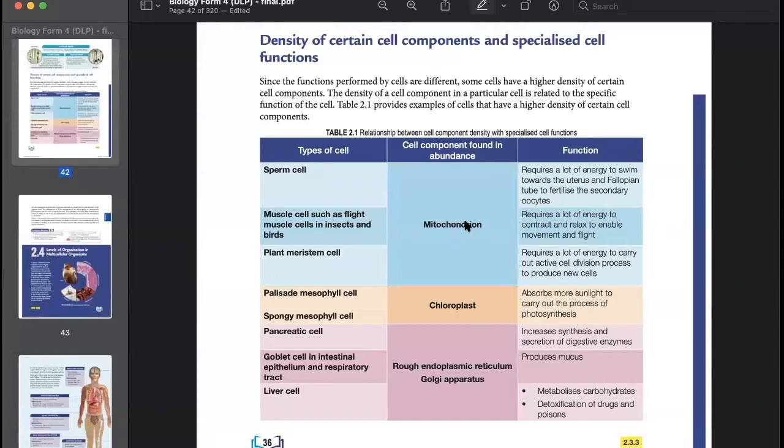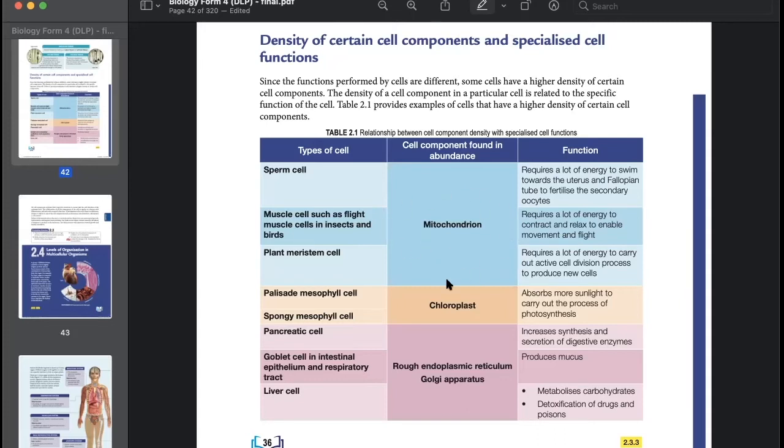Okay, here. Okay guys, so right now, the next topic I want to teach you is about density of certain cell component and specialized function. Okay, just now we have studied about the component found in both animal and plant cell. For example, we study about nucleus, mitochondria, chloroplast, rough endoplasmic reticulum, and so on. So right now, the next topic is about where is the location inside the body that contain so many of these things. For example, mitochondria, we can find them abundantly.